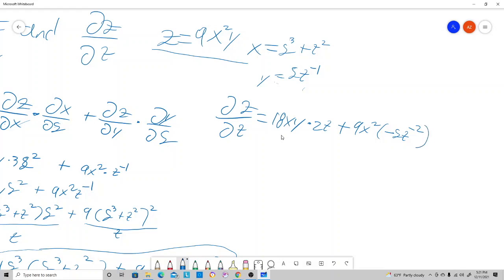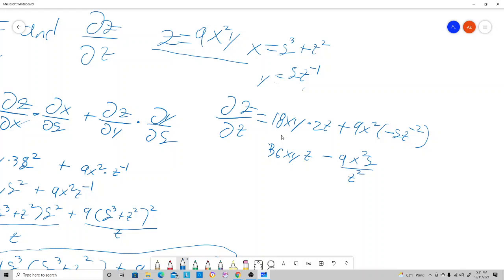Yeah. So now let's clean it up again. So we have 36xy t minus 9x squared s, and let's put this t right here, squared.